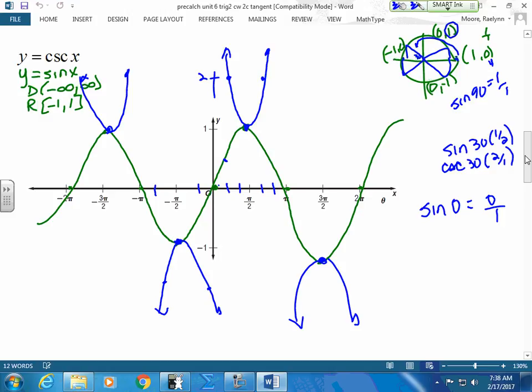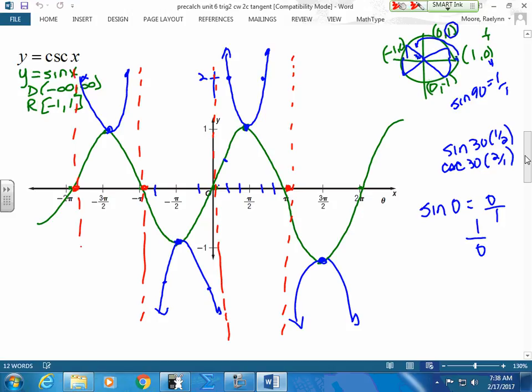What's the reciprocal of 0 over 1? 1 over 0. Whoops. I can't do that, right? Asymptote. Good. So this makes an asymptote. I could see something broke my graph up, right? So where else do I have a 0? Right here. If I flip over 0 over 1, I get 1 over 0. Oh, asymptote. And everywhere I have a 0, I cannot take its reciprocal. There's your cosecant.